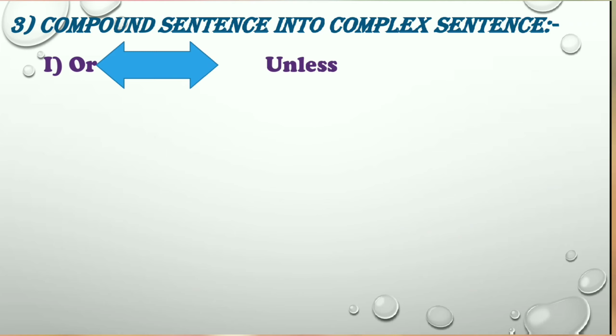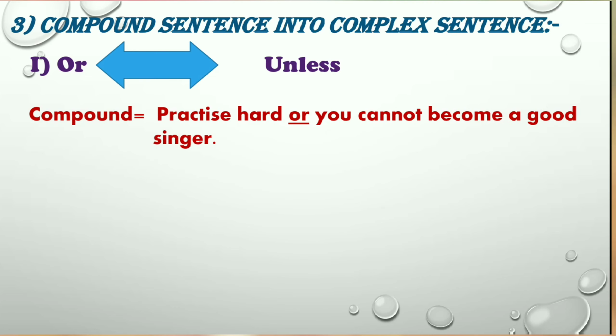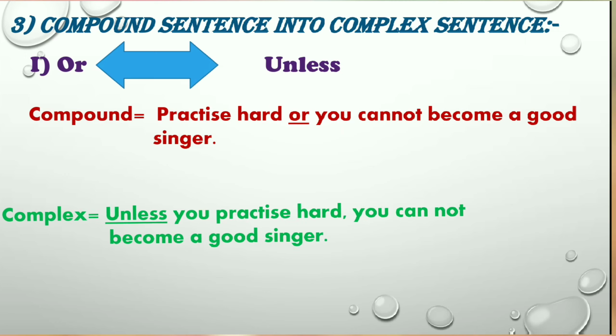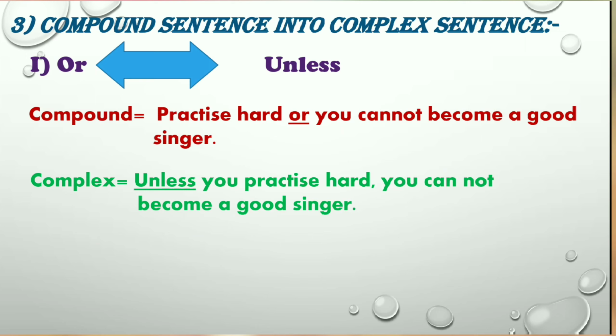Friends, now another way: if or is there in a compound sentence, you can change it to unless. Let's see the example. Practice hard or you cannot become a good singer. Now or is used here. If I like to make a complex sentence of this, I just remove or and use unless. Unless you practice hard, you cannot become a good singer.